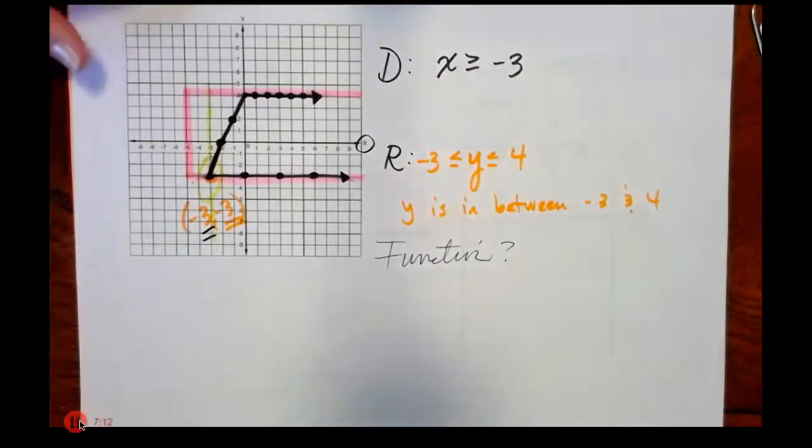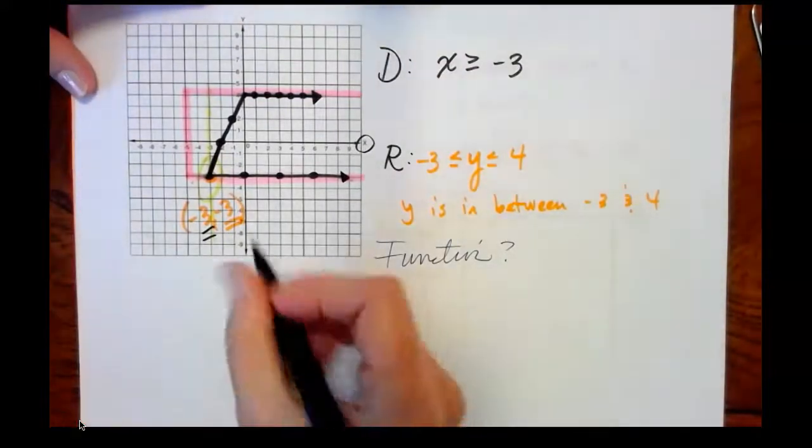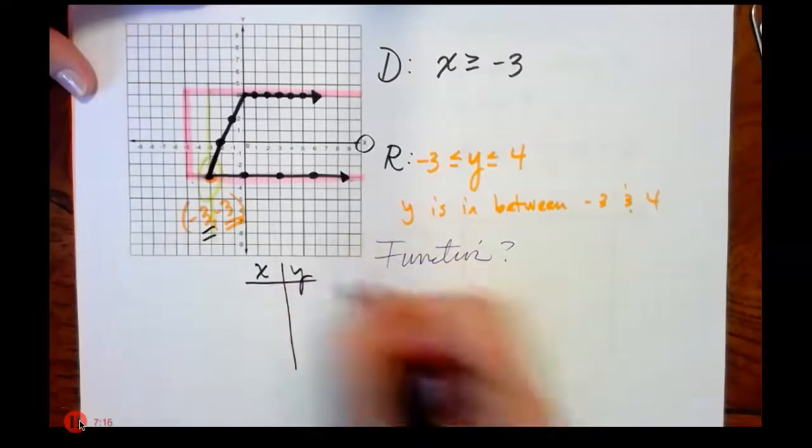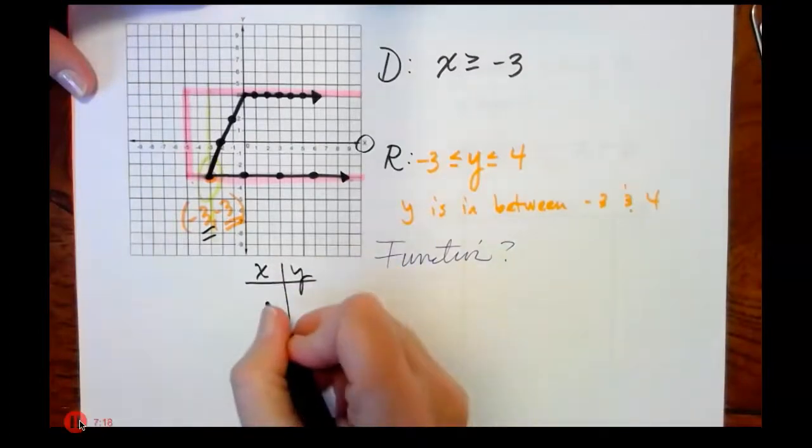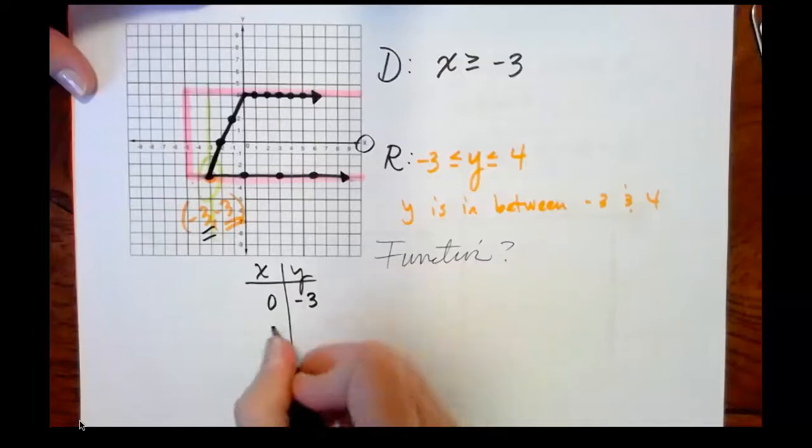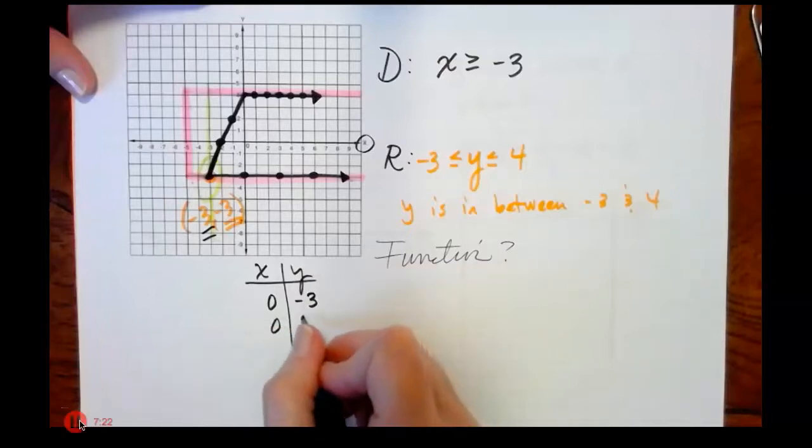Is it a function? Well, once again, if we were making an XY chart and just looking at a few points here, it looks like 0 maps to -3, 0 also maps to 4.